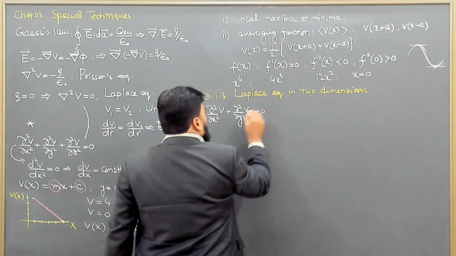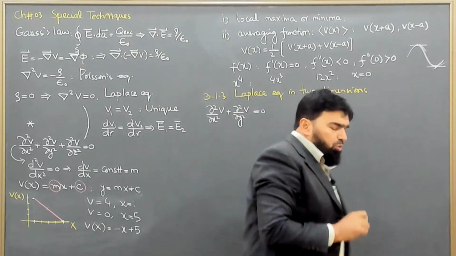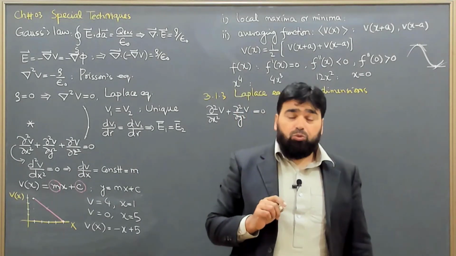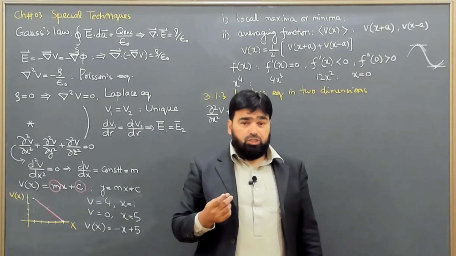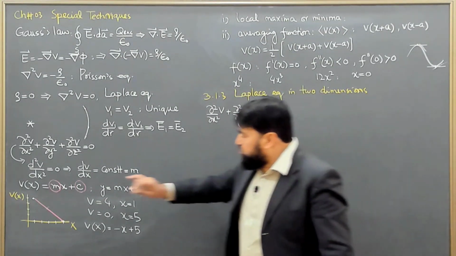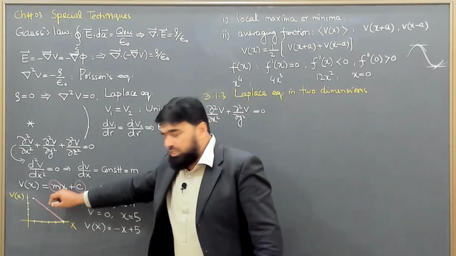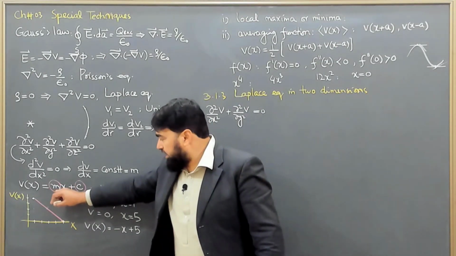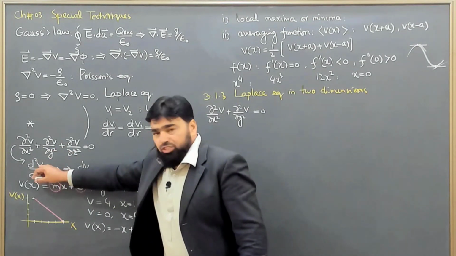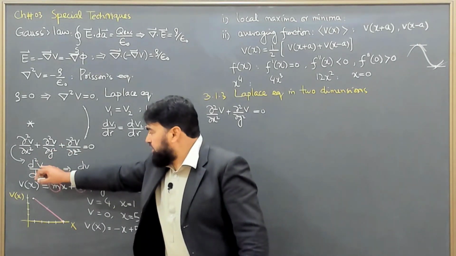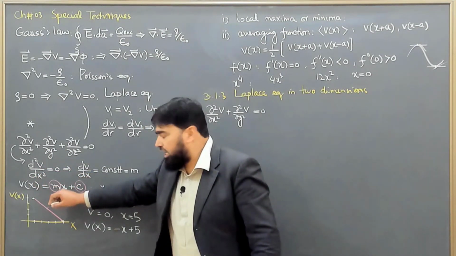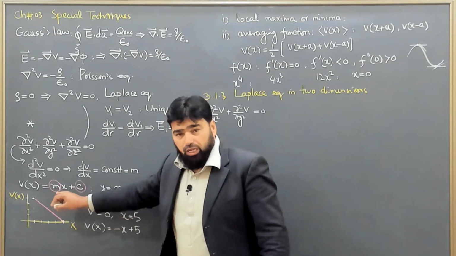Now as usual we say that when we have a second order differential equation, it has two constants involved. But it is not like this here. When I look at the one-dimensional equation, it was a second order differential equation, and two constants were involved in the solution.